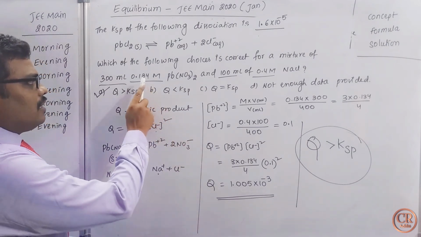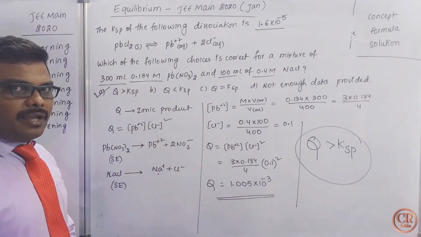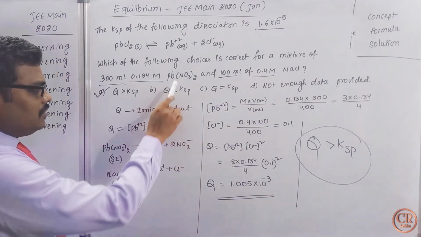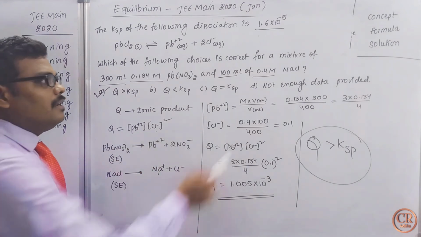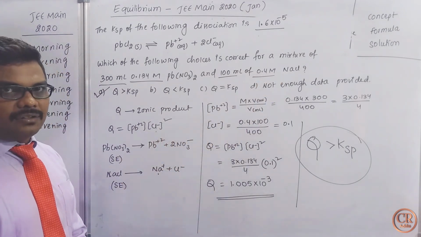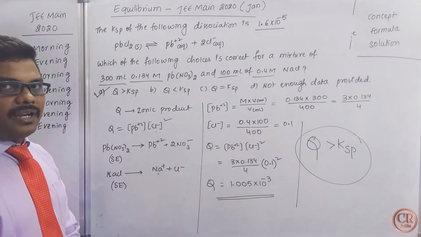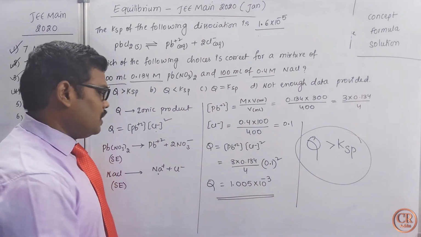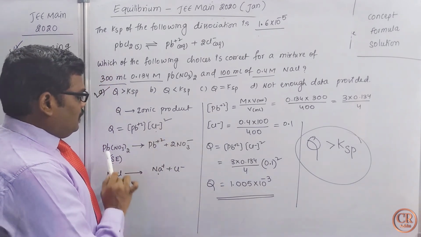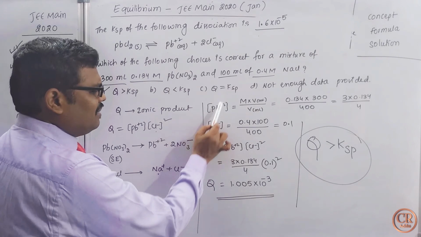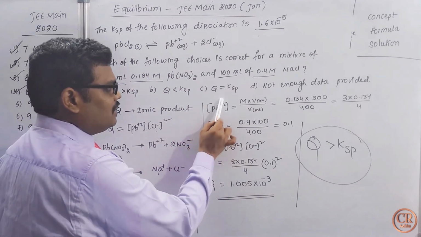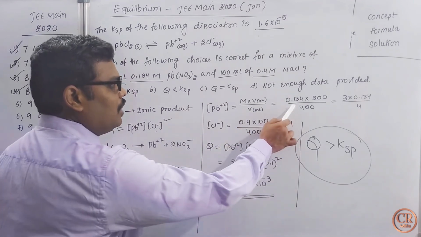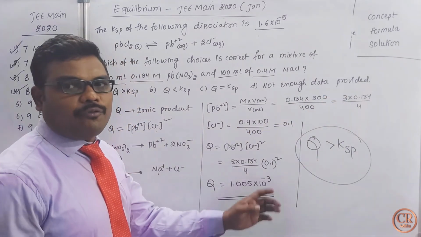So we have to calculate the concentration of lead nitrate in 400 ml and the concentration of NaCl in 400 ml, because lead nitrate gives the concentration of Pb2+ ion and NaCl gives the concentration of Cl- ion. To calculate that, the lead ion concentration is M into volume in milliliter by volume in milliliter, that is equal to 3 into 0.134 by 4.